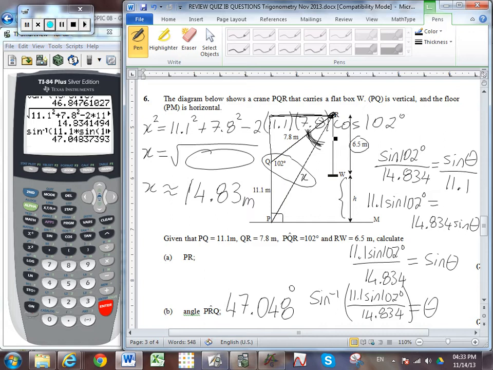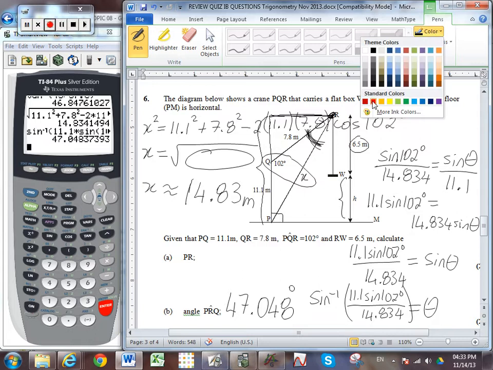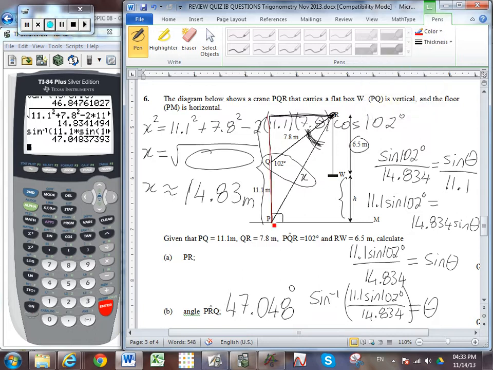So to find this height that R is above the ground, let's actually find this height. Maybe I should change color. It's getting a little bit crowded here. So I'm going to find this length right here. So I've already got the 11.1. That's helpful. So I guess I just need to find this length. I've already got this 7.8 measure. And this is 102 degrees.